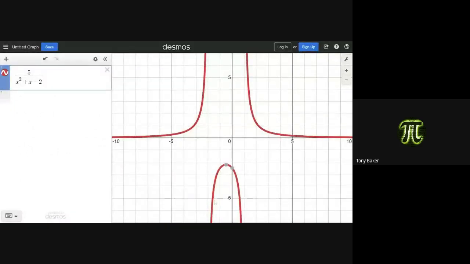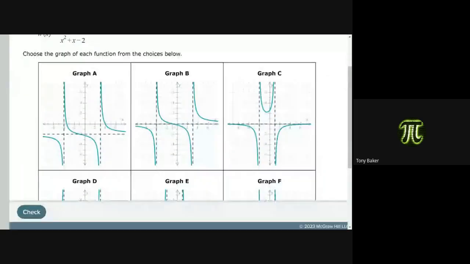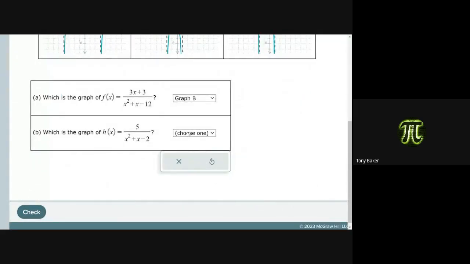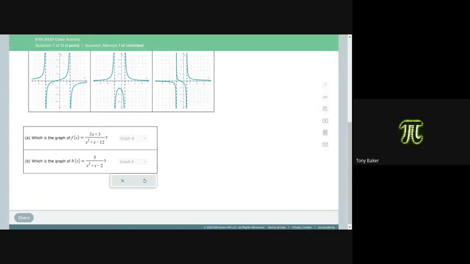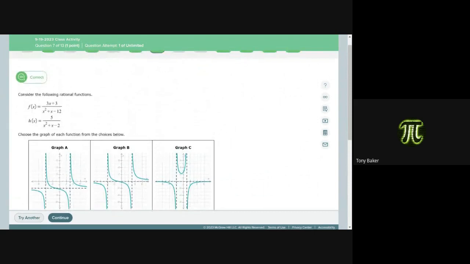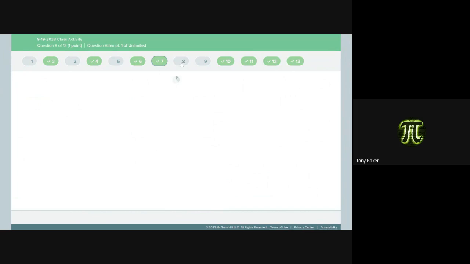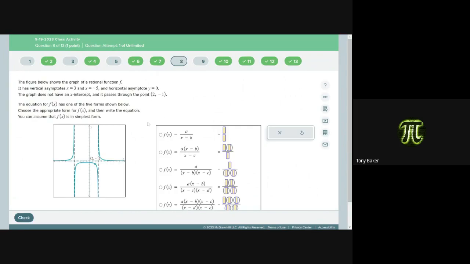All right. This one, my loop's down the bottom, and there's only 2 that had the loop. So that's got to be E. So for this one, you can just straight up use Desmos for it. All right.